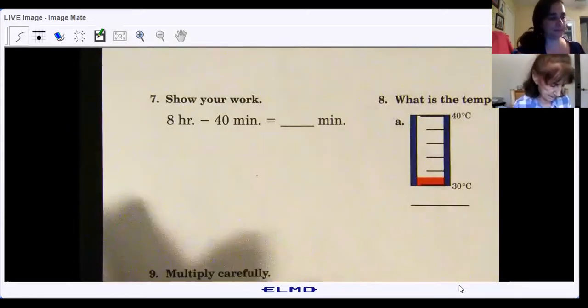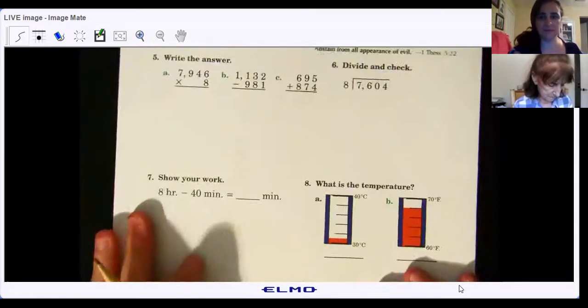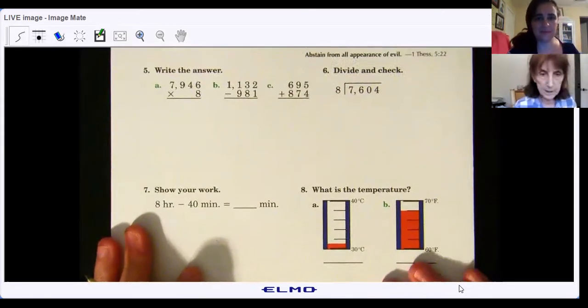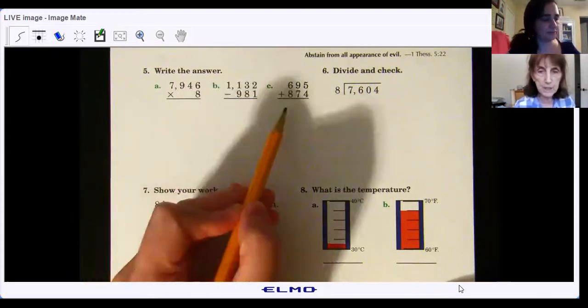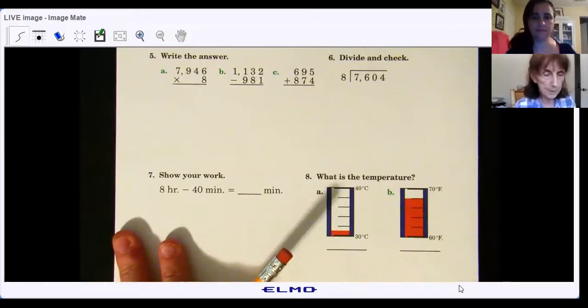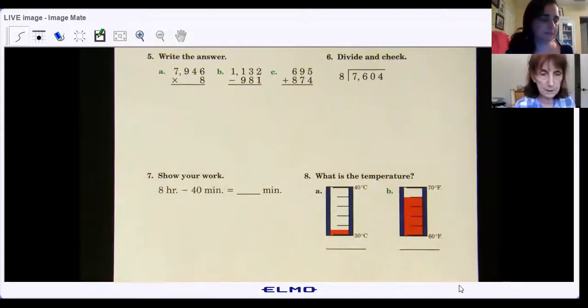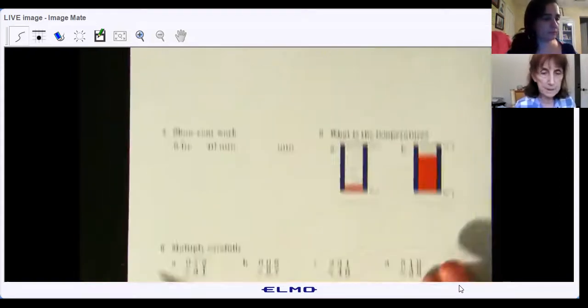All right, flip it over to the back. I'll pull out a minute. Okay. All right, write the answers for multiplication, subtraction, addition, and division. All right, on the back. You can do them on scrap paper and just put the answers there if you'd like. Number 6 is division and check. Don't forget your check.